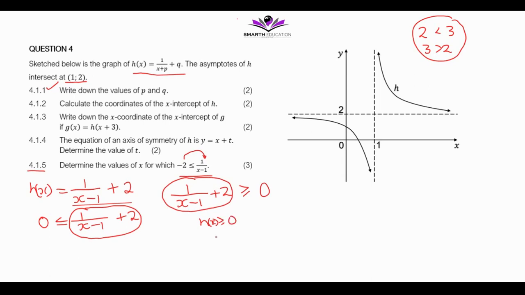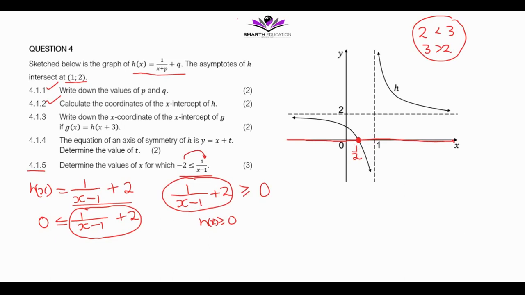What is the meaning of that? Greater than 0 means above the x-axis. For which x values is this graph, h of x, above the x-axis? This is our x-axis. We found the x-intercept of our function. It was 1 over 2 in the previous question. We got it here. It was 1 over 2. Where is the graph above the x-axis?